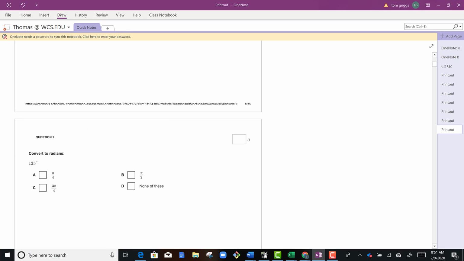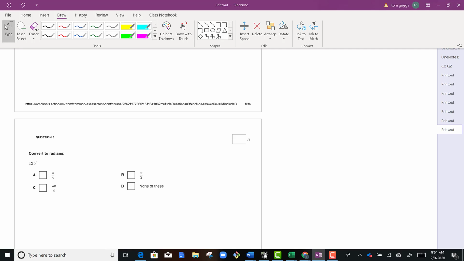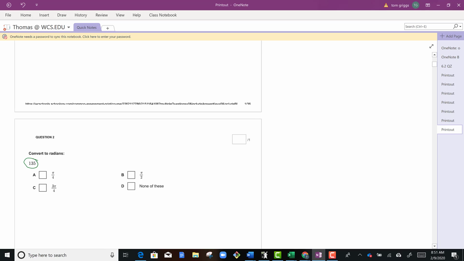And here we're going the opposite direction. They give us a degree, and we're going to convert that to radians. So we'll take 135. You can put it over 1 if you like. And this time we're going to multiply it by pi over 180. You could reduce these two right here diagonally at this point.